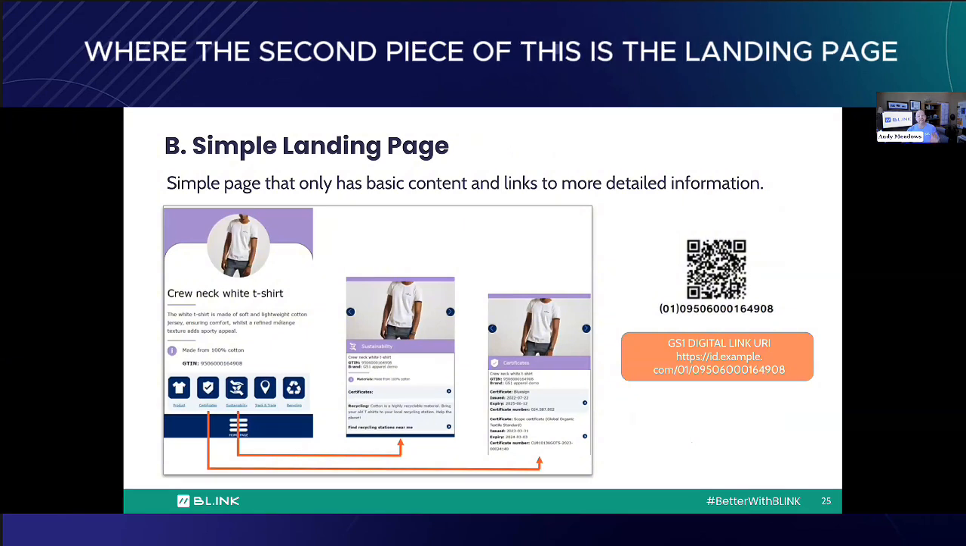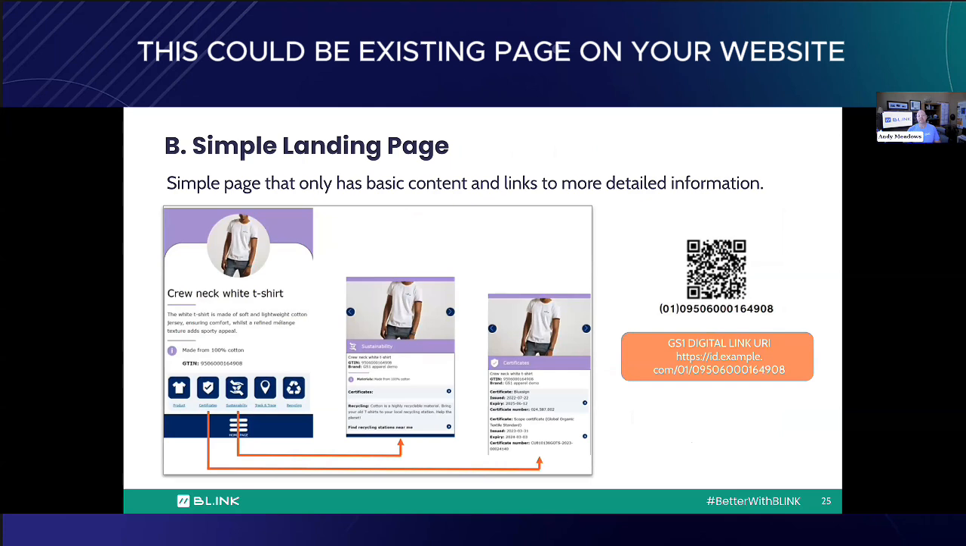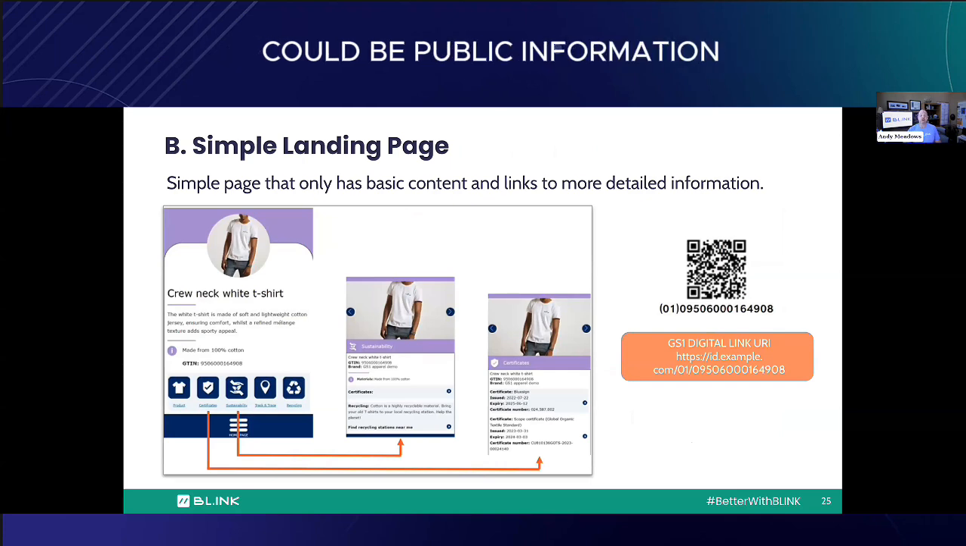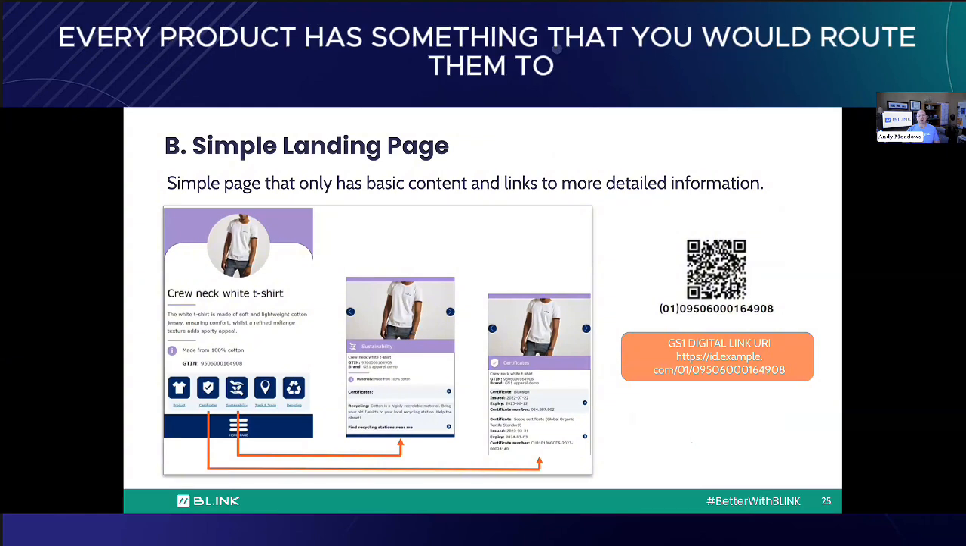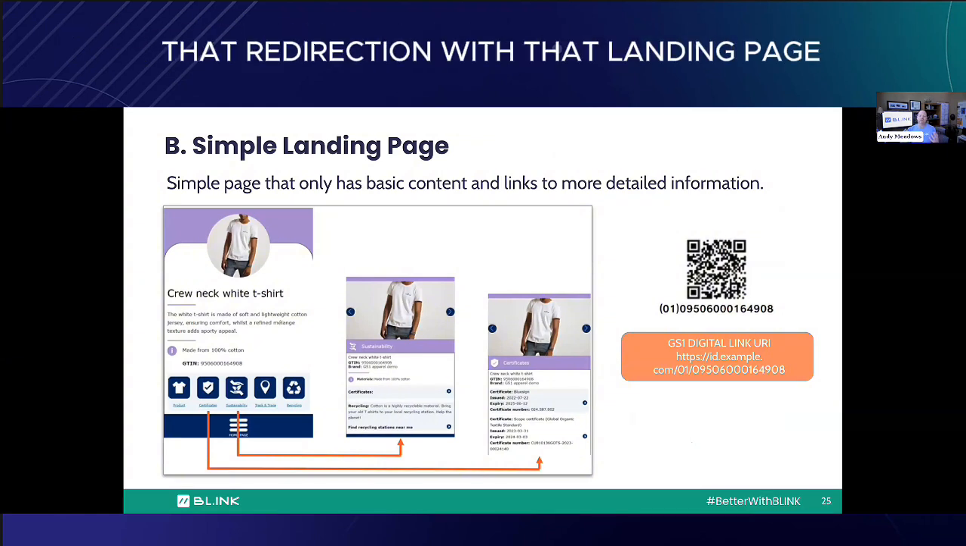In this case, the second piece of this is the landing page. This could be an existing page on your website. It could be your website itself, it could be product information. But the reality is you've got flexibility here. Every product has something that you would route them to. So it's a matter of connection, that redirection with that landing page.